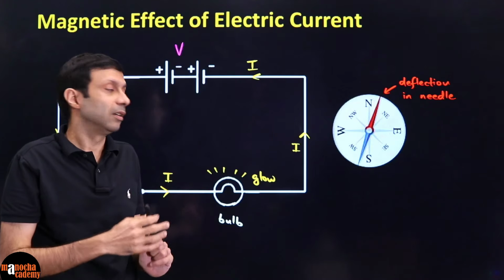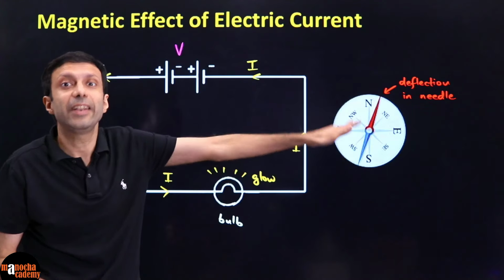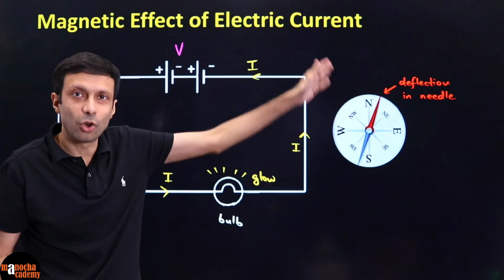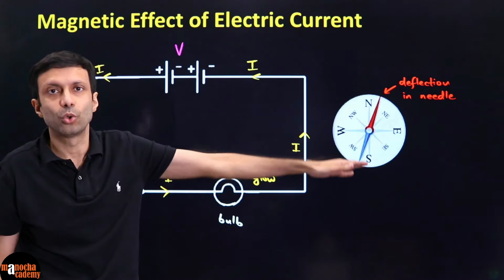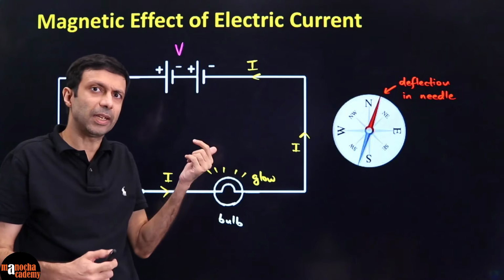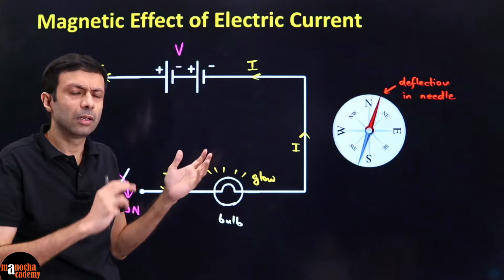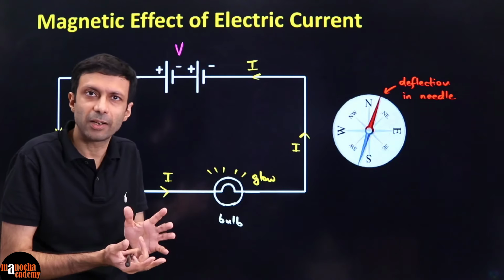Same thing here. This current causes an irritation to that needle, or a deflection, because it doesn't point in the normal north-south, it shows a deflection. That means this circuit here, or this current, is sort of behaving like a magnet.